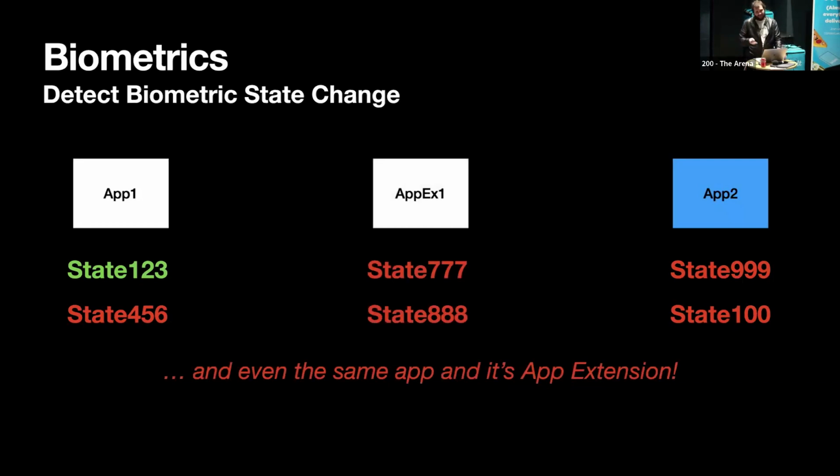So the corollary to this problem is that some of the password managers require you to enroll biometry twice. You need to enroll it in the autofill, and you need to enroll it into the main app to authenticate. So how can you enroll only once and then use it across your extension and across your main app?